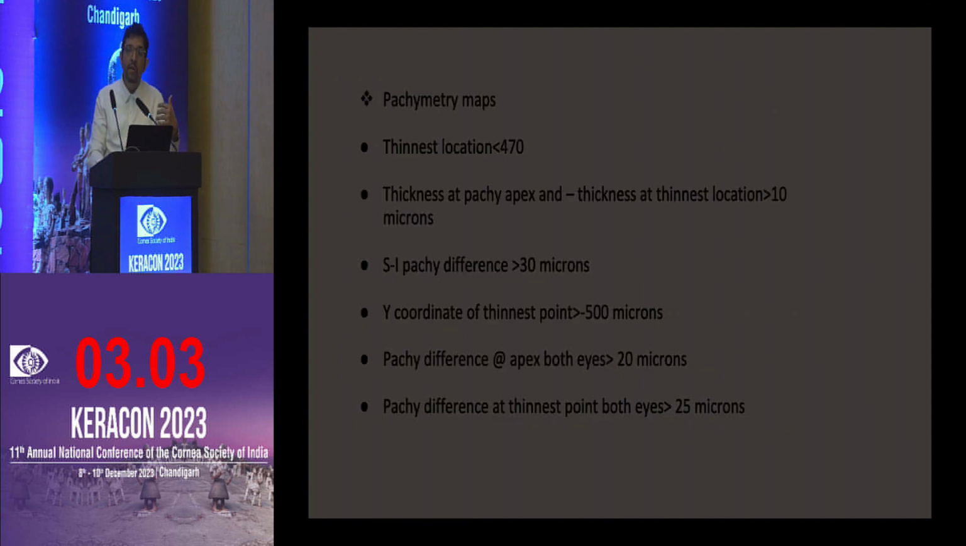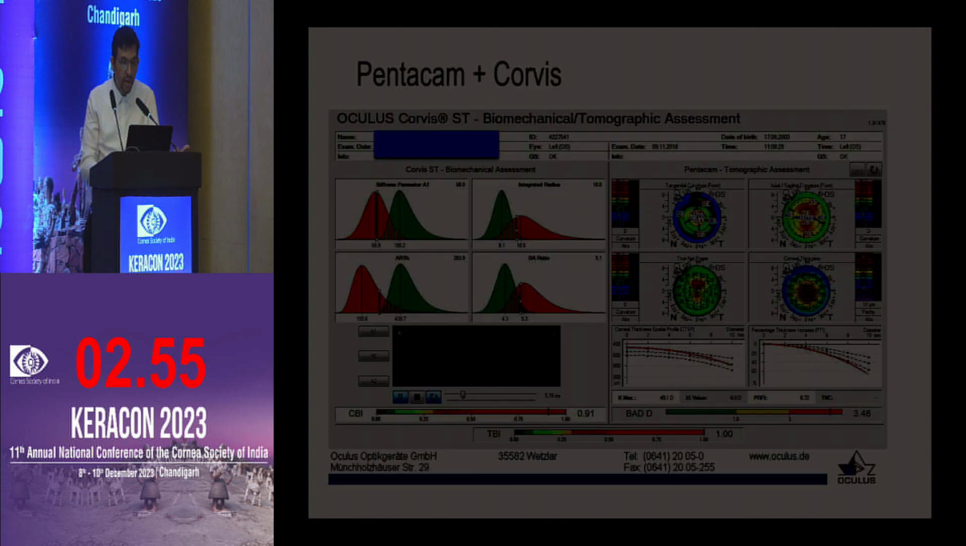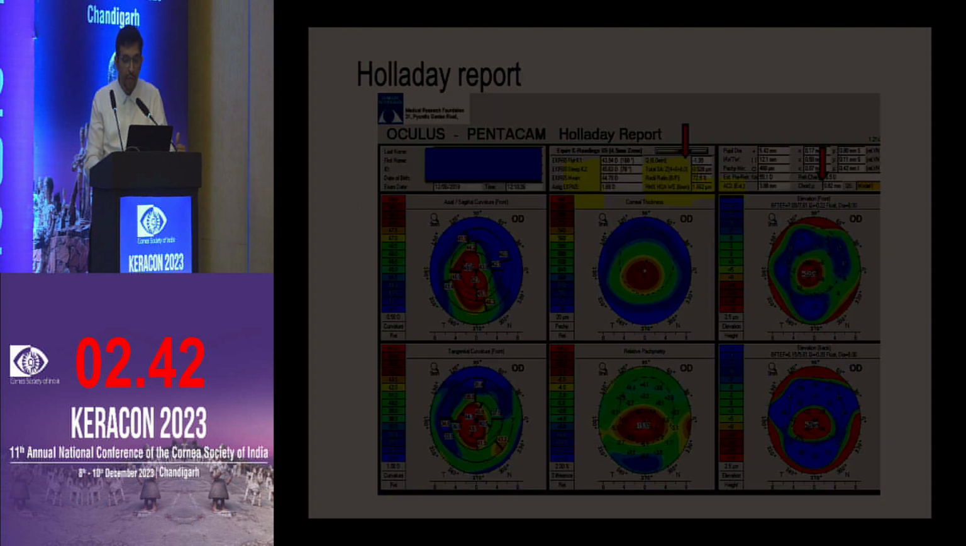Again, a pachymetric map also is helpful. Any pachymetry which is less than 470, you would want to be a little bit careful if you are considering a refractive procedure as such. Pentacam along with Corvis can give you something called a TBI and CBI, and Rashmi would be covering it, and this tries to help us improve the predictability of an eye being keratoconic and avoiding a refractive procedure.